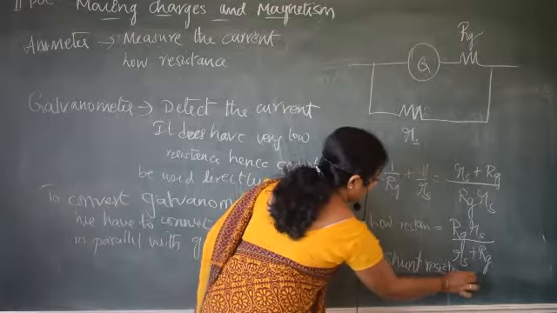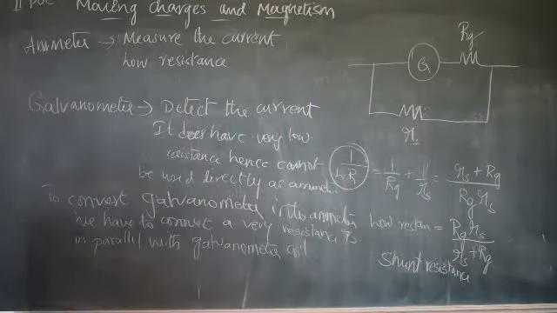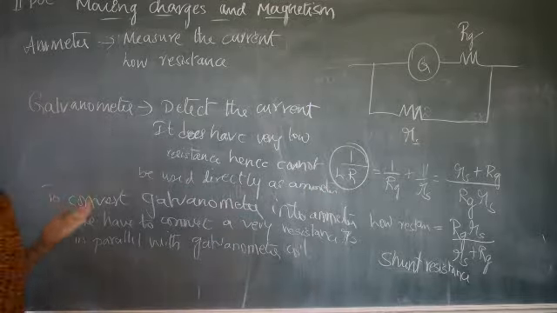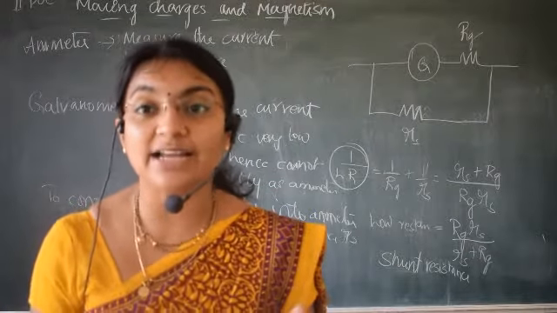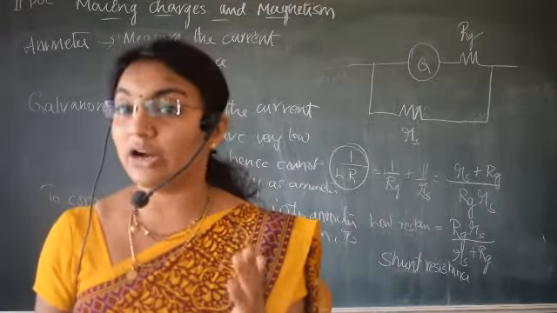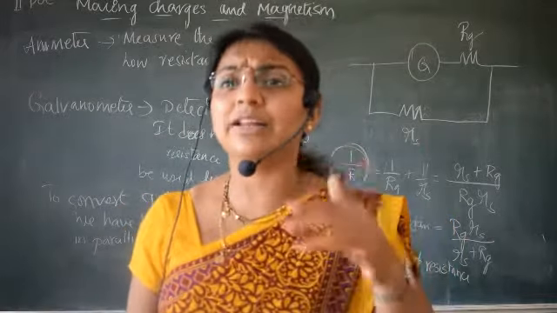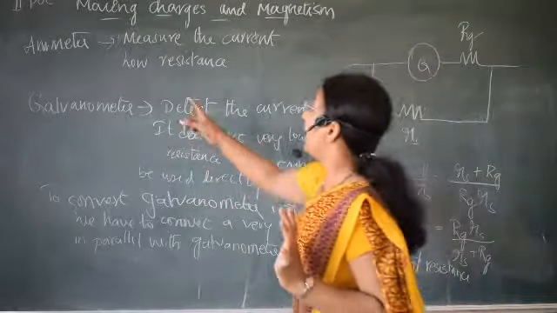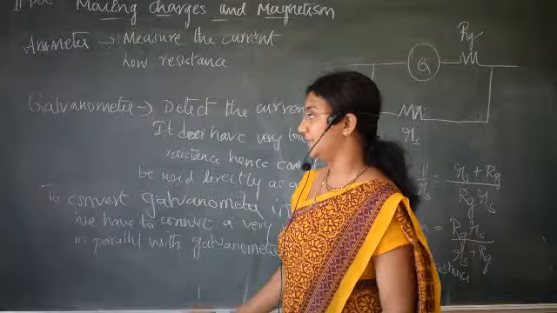We can also call it shunt resistance. So what we have done: an ammeter is a device used to measure the current. It should have low resistance. If it has high resistance, it cannot give you a correct value of the current, because it will not allow the flow of current. So it should have low resistance. A very good ammeter should have a low resistance.